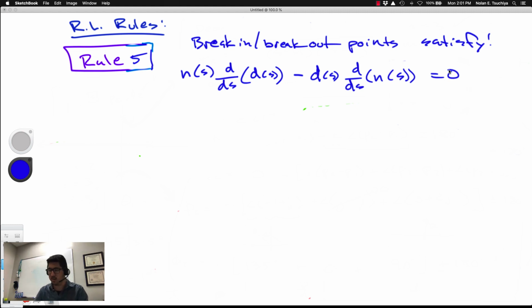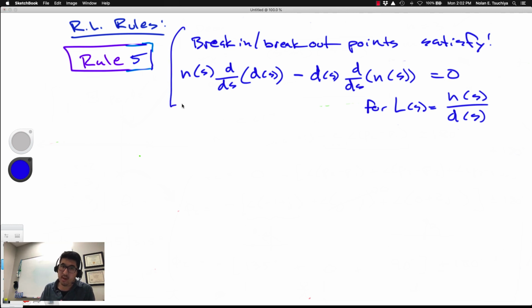So it says that break-in and breakout points satisfy this equation, which looks awfully similar to the quotient rule from calculus, which is what Rule 5 is actually based on. I forgot to mention this part: for L of S defined to be some numerator polynomial in S divided by some denominator polynomial in S, then you simply apply this quotient rule to solve for what are called the break-in and breakout points. This is something I haven't really discussed yet, but let's look at an example to illustrate this rule.